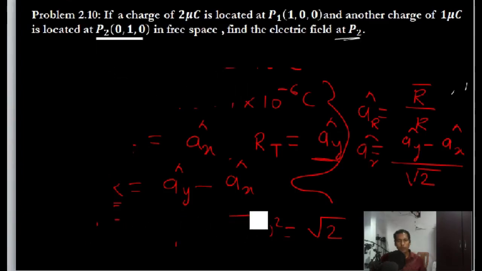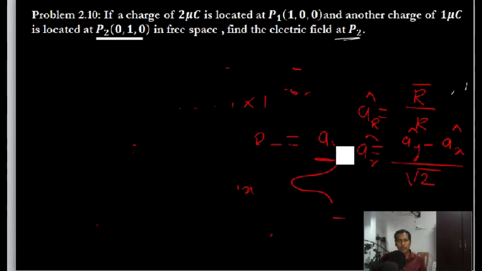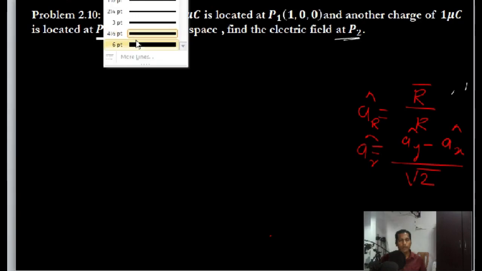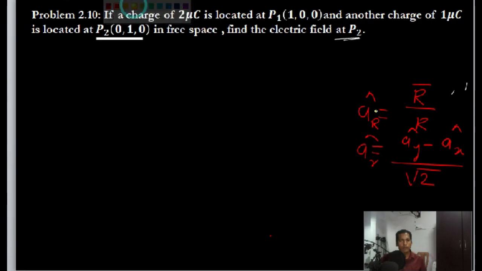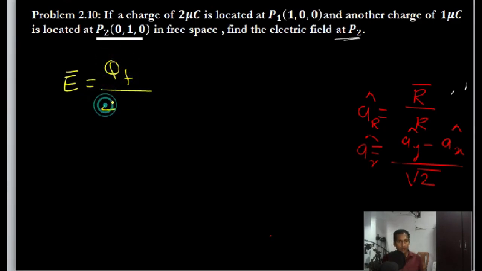Now we will use the formula for electric field intensity. What is the electric field intensity? Electric field intensity is defined by Q divided by 4 pi epsilon naught R squared into AR cap. So first let us write down the formula. Say we have electric field intensity, which is a vector, E bar equal to, since he is applying the force, QF divided by 4 pi epsilon naught R squared into AR cap.